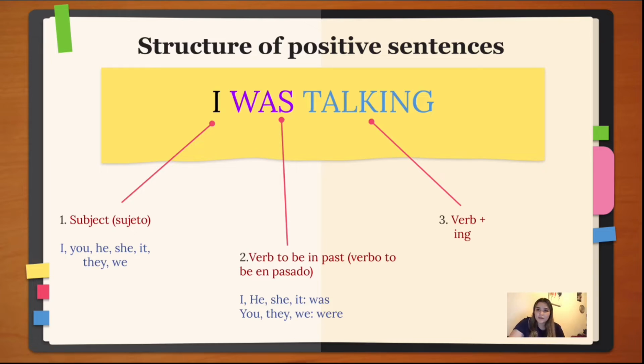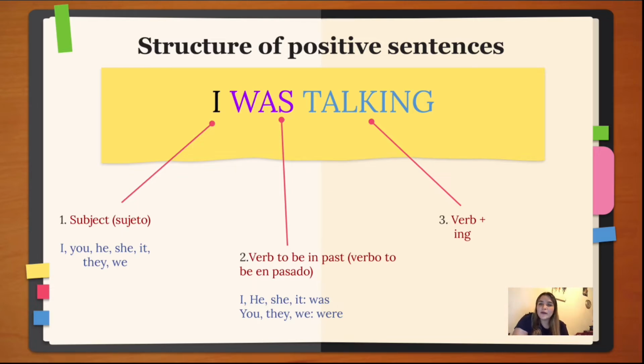And finally, the last part of the structure of positive sentences of the past progressive is conformed by the verb, but in this case we also need to add a suffix at the end of the verb. In this case is ing. So the verb of this sentence of the example is I was talking. The verb is talk, but we have to add the suffix ing, talking.